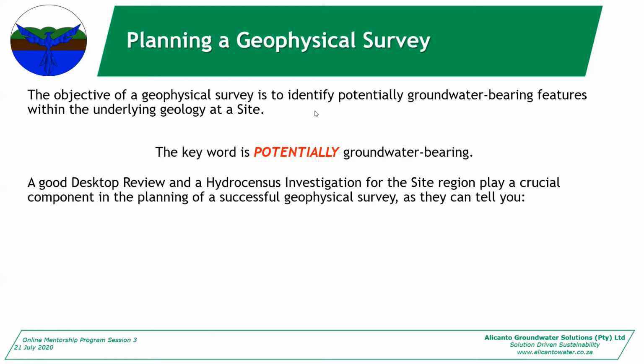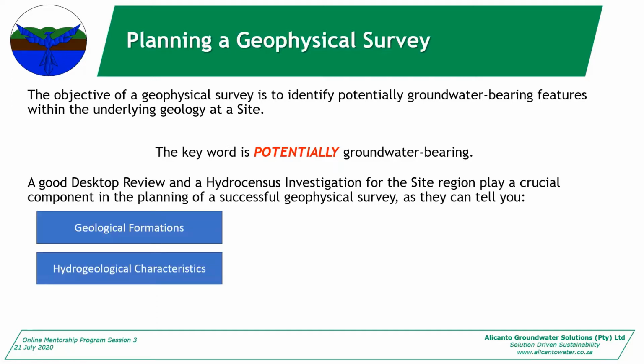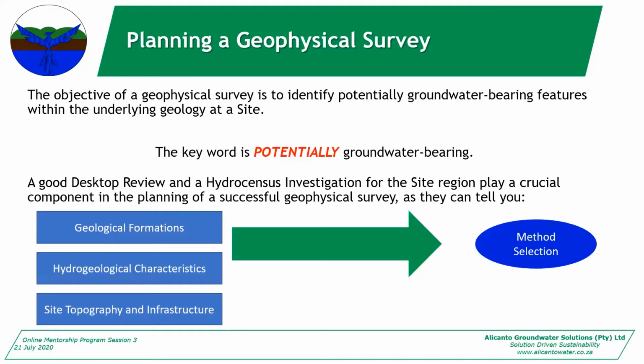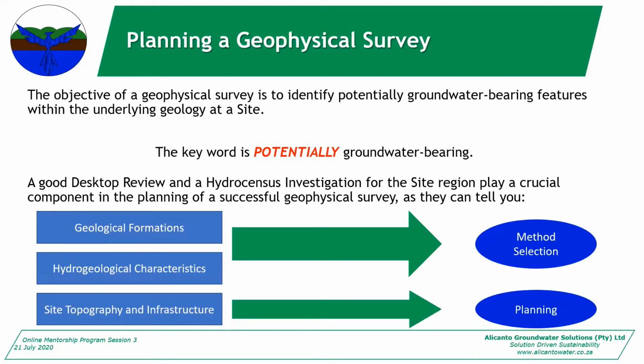A good desktop review and a hydrocensus investigation for the site region play a crucial component in the planning of a successful geophysical survey. From these components, you can get a good overview of the geological formations at a site, the hydrogeological characteristics such as your aquifer types, the depth of the aquifers, etc., and then your site topography and the infrastructure at the site. Your geological and hydrogeological information plays a critical role in your method selection, and then the topography and infrastructure plays a role in the actual planning of the geophysical survey.